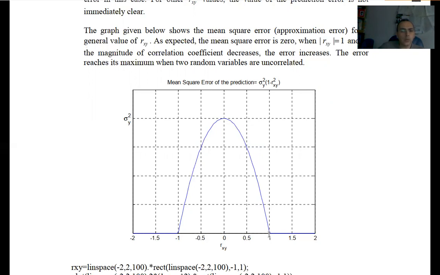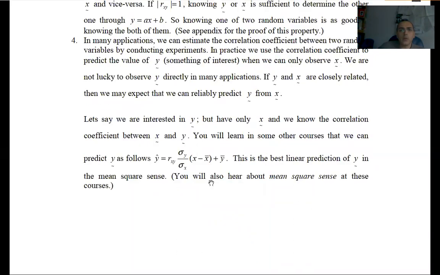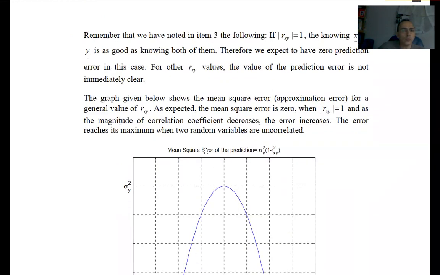Then prediction error is equal to 0 because there is an affine relation between x and y. When the correlation coefficient is equal to 0, then my predictor y hat becomes 0 times something, which is 0, plus the mean of y. So my prediction is only the mean of y, okay? So it's independent of x, as you see.